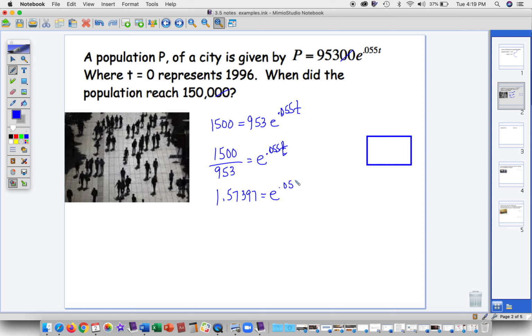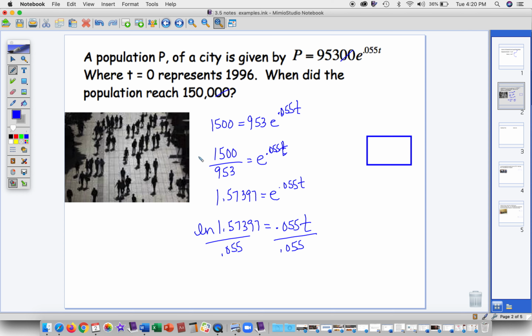Now I have my exponential form, so I can switch this into log form. I'm going to take the natural log, since it's base e. The natural log of 1.57397, which again I kept on my calculator so I have all the digits, is equal to my exponent. So now all I need to do is take the natural log, use my answer button, and divide by this 0.005. As you can see, I never had to clear my calculator, so my answer is going to be most accurate because I didn't clear out all those digits.